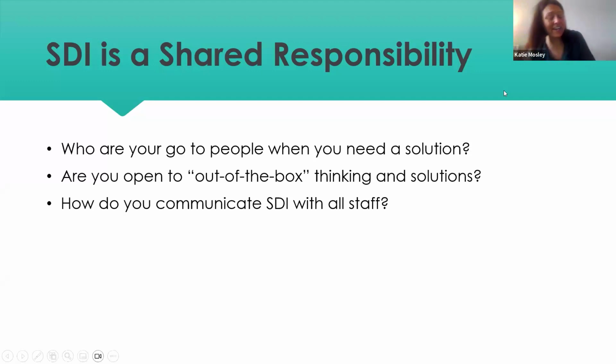I can attempt it again. I really want to pull my weight here, but so SDI is a shared responsibility, like I said earlier. And as you think about people in your building, who are your go-to people when you need a solution? Do you have those people? Is it a team? Maybe the team is you. Maybe it's you doing it.